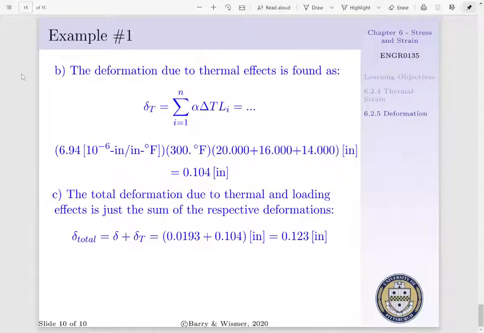Lastly, the total deformation due to thermal and loading effects is just the sum of our respective terms from parts A and B. Thus, delta total is equal to 0.0193 plus 0.104 inches, where 0.0193 is our deformation due to our applied load, and 0.104 inches is our deformation due to our thermal effects. Thus, our total deformation is 0.123 inches.